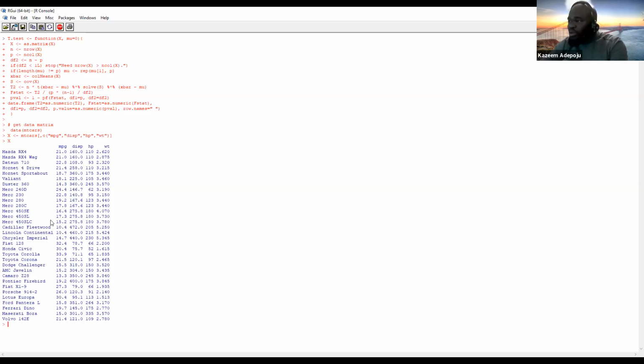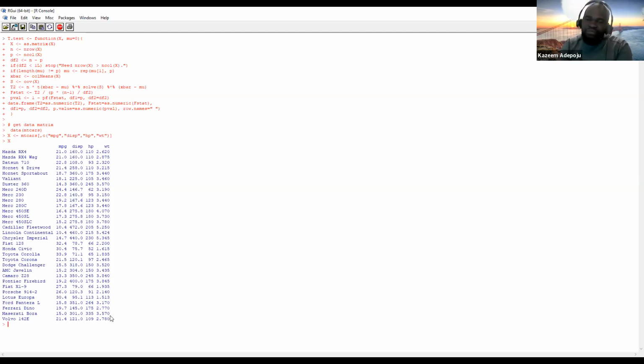Now, do you know what we want to test? What we actually want to test is whether the true mean value of the MPG, the true mean value of the displacement, the true mean value of HP, and the true mean value of WT. Of course, when you are carrying out univariate hypothesis testing, you normally say H naught: mu equal to 10, versus the alternative: mu not equal to 10.